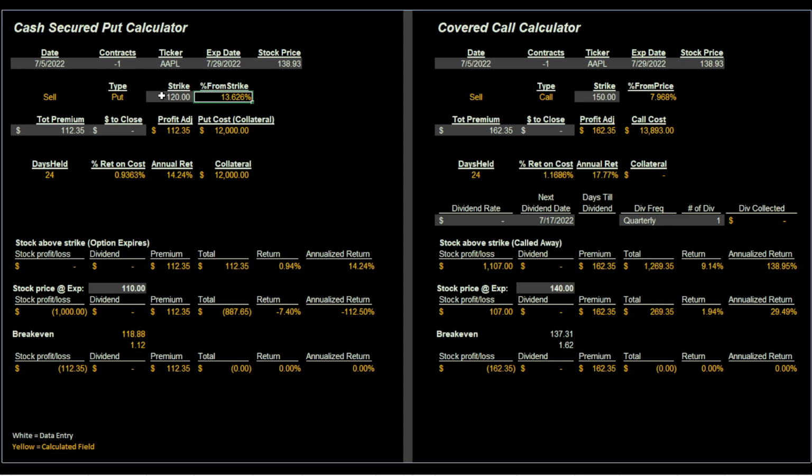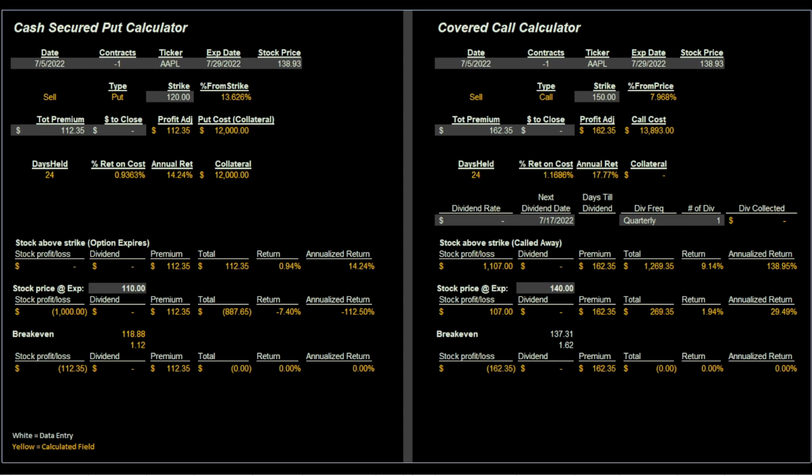I guess in a lot of ways, I think it does. It's basically saying, would you buy Apple if it fell another 13.6% to 120? You might say yes. If that's the answer, then this might look like a solid trade for you. And in doing that and offering to do that for someone, you're going to get $112.35 right now. That's your premium that you collect when you make this trade.